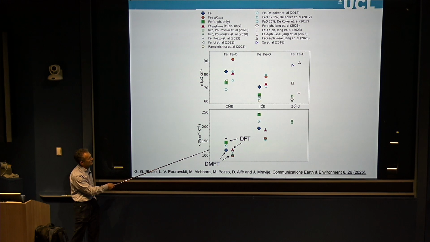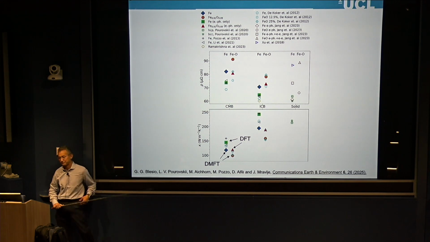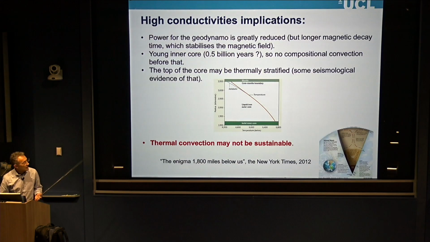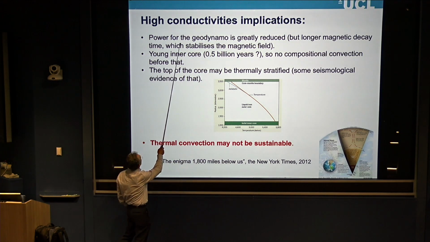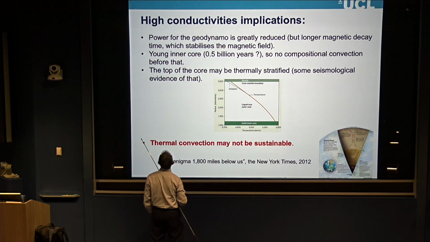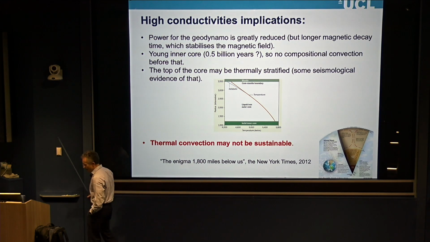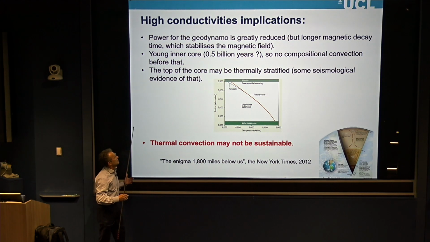So this is over 100. And the values that people were using to get thermal convection sustainable were in the region of 30 or 40, so very much lower. So that is the consequence of this, that with the higher conductivity, the power of the geodynamo is greatly reduced, and the top of the core may be thermally stratified.